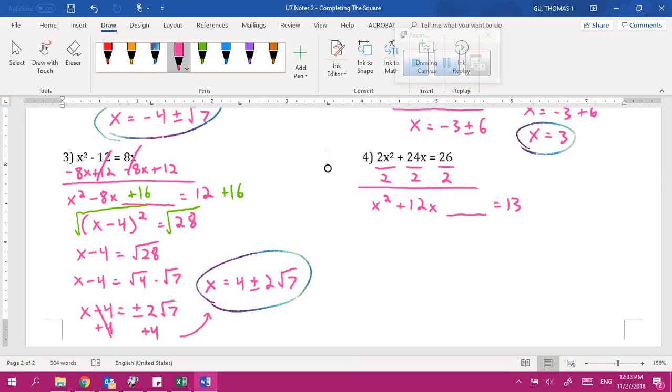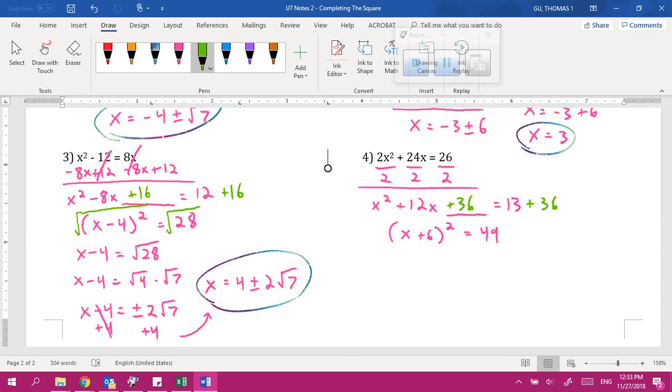So what is my perfect square going to be? X plus 6, right? Squared. And so if there's a 6 right there, what do I need to add to my plus 36? That's right. On both sides. So if I'm adding 36 to 13, that means x plus 6 squared equals 49. Very good. That's a good number.